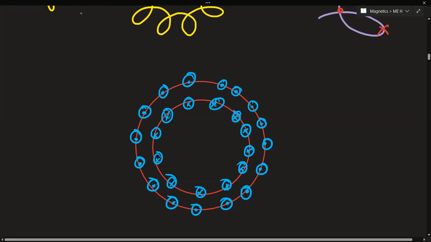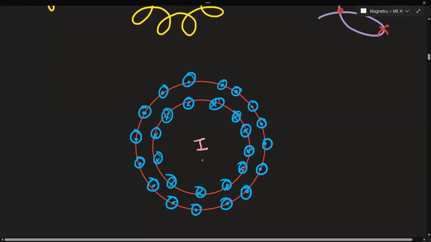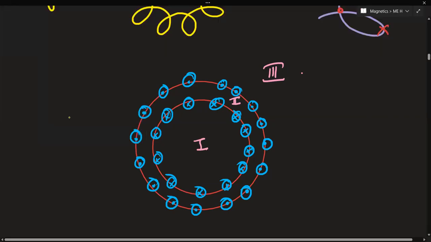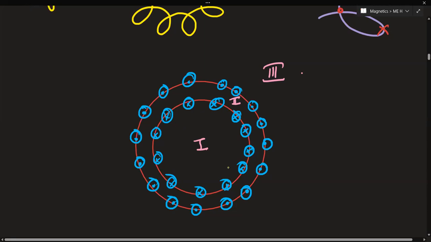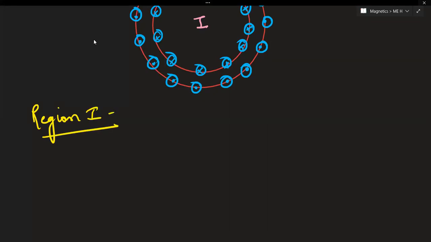Fine. Now we have to choose our Amperian loop. For choosing the Amperian loop, we'll divide it into three regions. Let's say this is the first region, this is the second region, and this is the third region. We'll calculate it one by one. So for the points in the open space interior to this toroid, let me write it as region 1. See, the derivation is very easy, just pay attention. Region 1, I have to choose an Amperian loop.